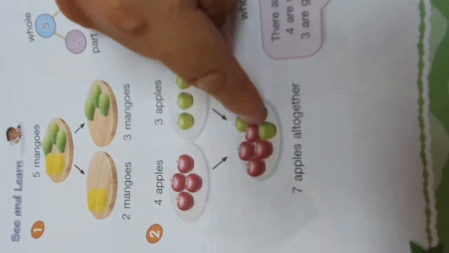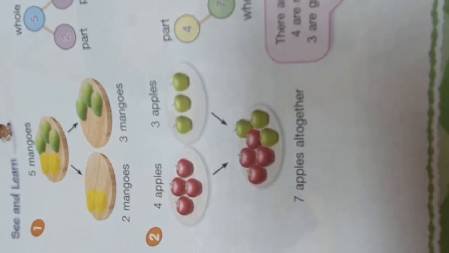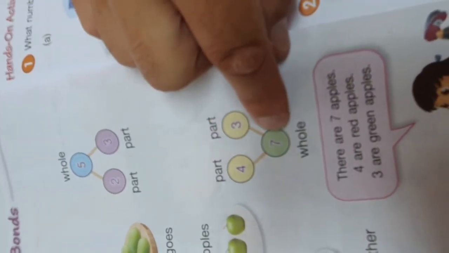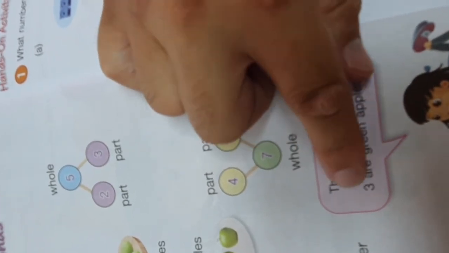Here we have apples. 4 apples, 3 apples. And all together, the total, the whole is 7 apples. Okay, and here they have used the Hindu-Arabic numbers to write again, not just pictures to symbolize the number. 4 plus 3 equals 7. So there are 7 apples. 4 are red apples, 3 are green apples.